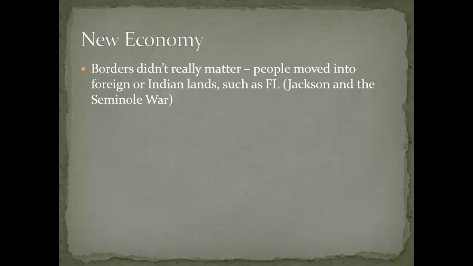And we will see that as people begin moving out west, borders are not going to matter. They don't care if technically that land is owned by Native Americans. They don't care if that land is technically owned by a foreign country. A great example of this is going to be Florida, and we'll talk about Florida a little bit later in more detail. But remember that Florida still belongs to Spain at this point in time. Americans will not care.